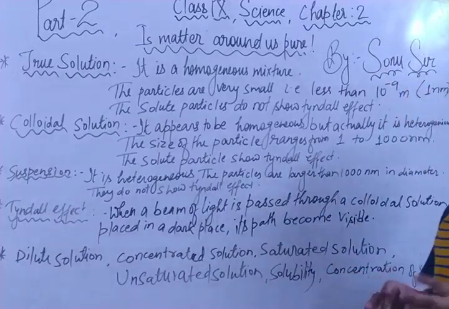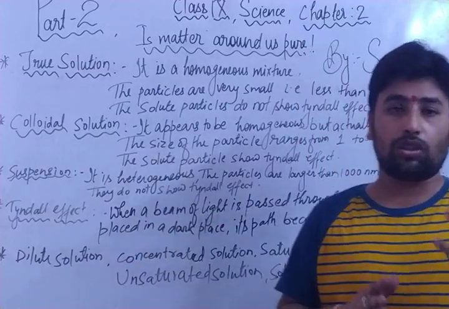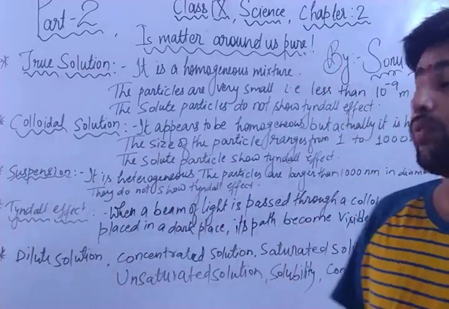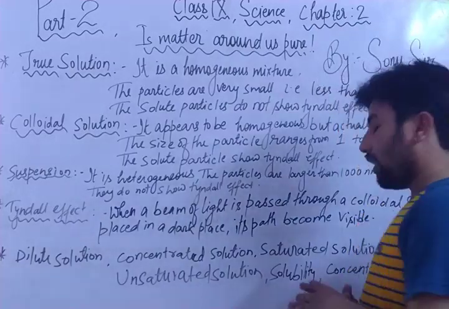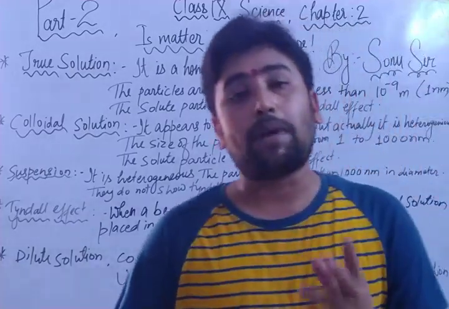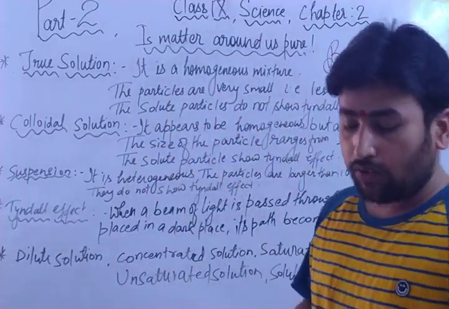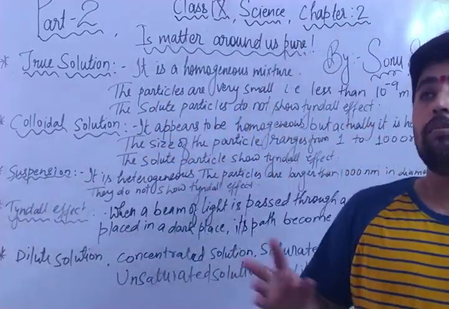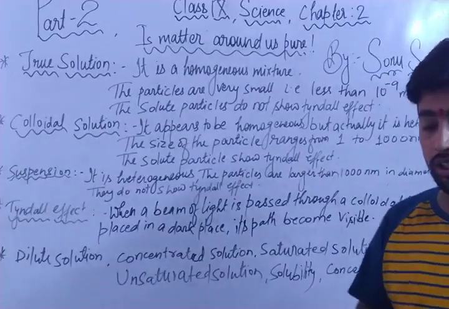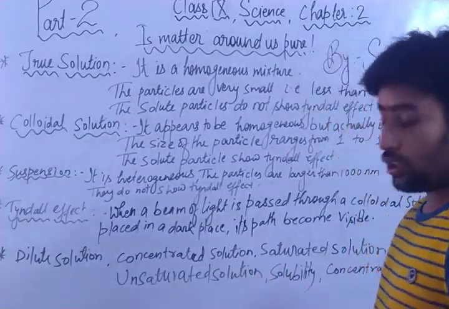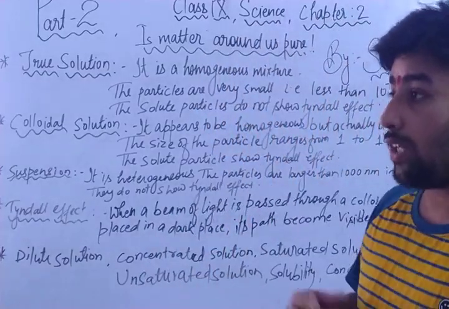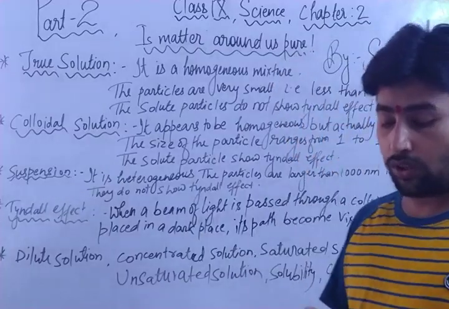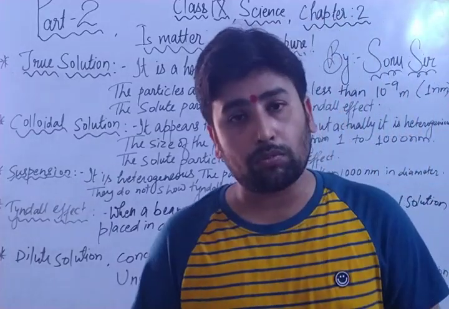For example, if we talk about the solute and solvent, solute plus solvent is equal to solution, right? So what is the mass of solution and what is the volume of solution? That we have to understand. In this concentration of solution, we have to calculate mass by mass percentage and mass by volume percentage. Mass by mass percentage of the solution is equal to mass of solute by mass of solution into 100. And mass by volume percentage of solution is equal to mass of solute by volume of solution into 100.